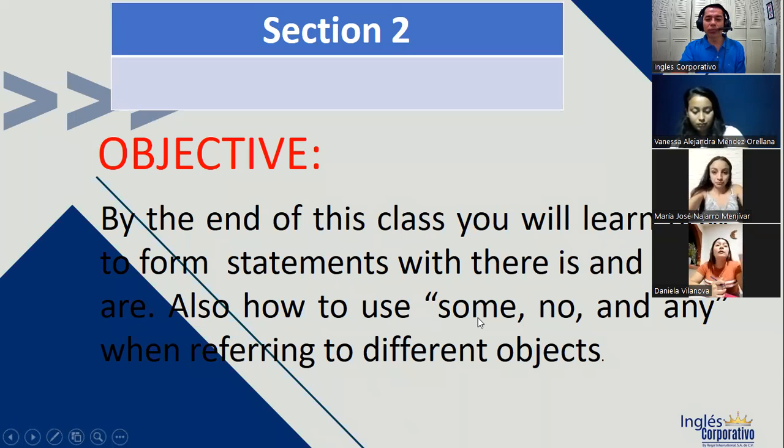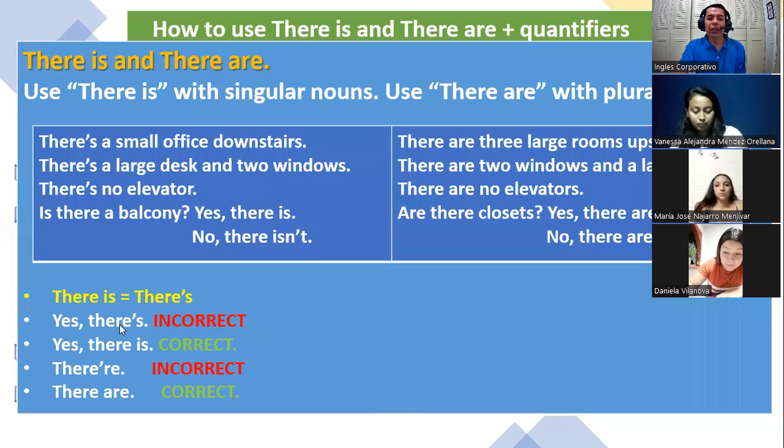Also, how to use some. Ya vimos cómo usar some en oraciones afirmativas, ¿verdad? No, there is no table. There are no tables, etcétera. And any en oraciones negativas, ¿verdad? Cuando nos referimos a objeto. Okay? And here we have the example. Aquí tenemos los ejemplos, ¿sí?